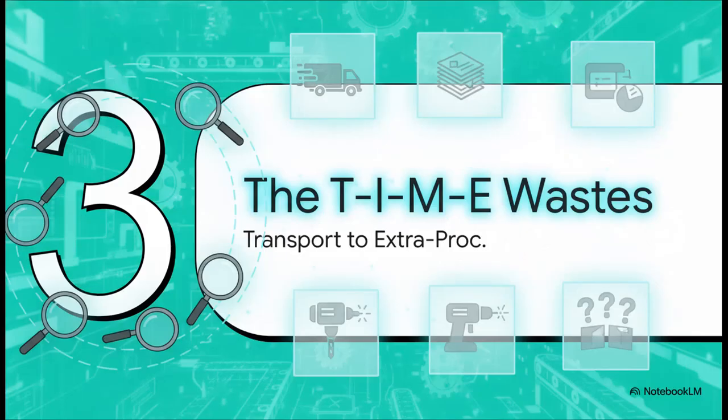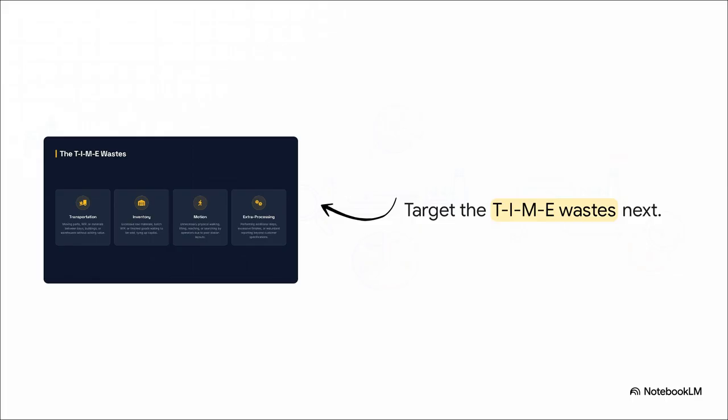Which brings us to Section 3, the TIME wastes, from transport to extra processing. Let's move to the second half of our acronym and see how this builds the full picture of process leakage. T stands for transportation. That means moving parts, work in progress, or materials between bays and buildings without adding a single bit of value to the product itself.